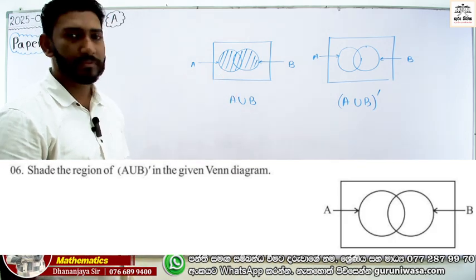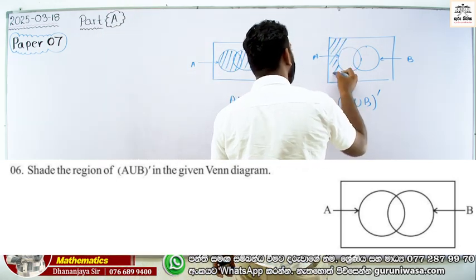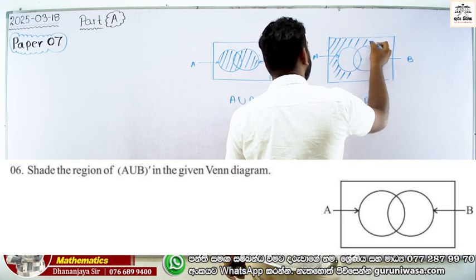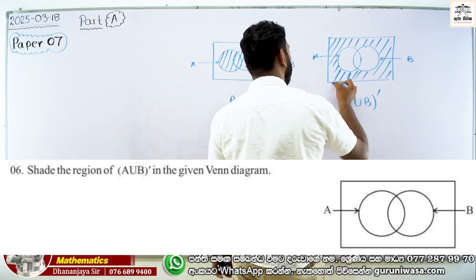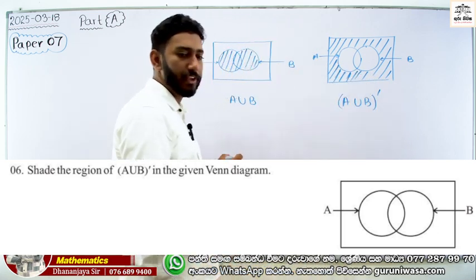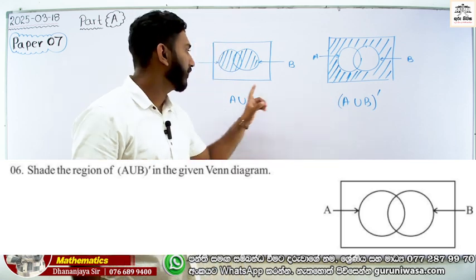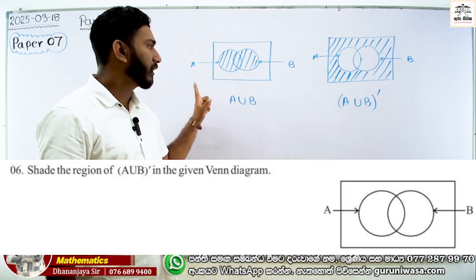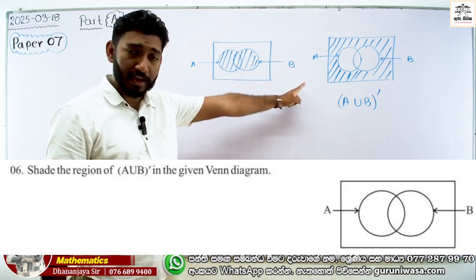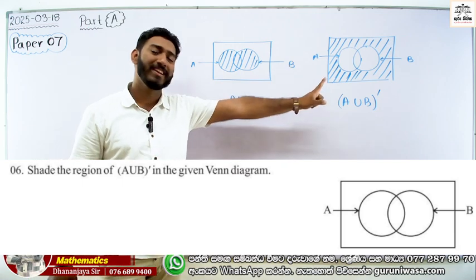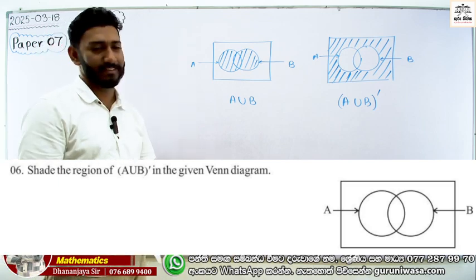The remaining portion, therefore outside of sets A and B, like this. Now this is the answer for question number 6, right? This one is A union B. Therefore, the complement of A union B becomes like that. Got it? Understood? Good.